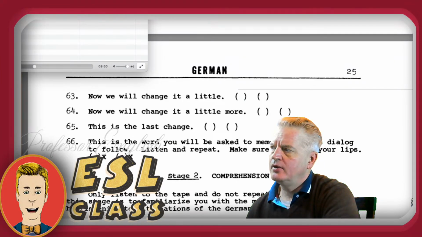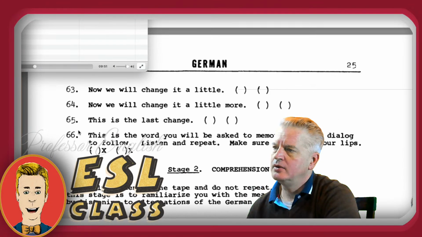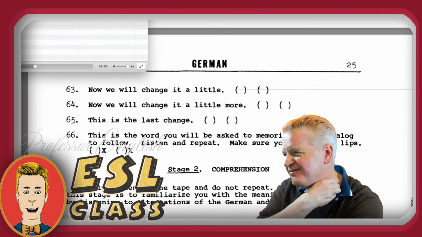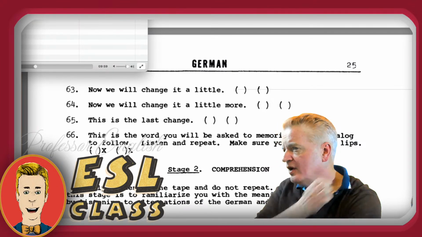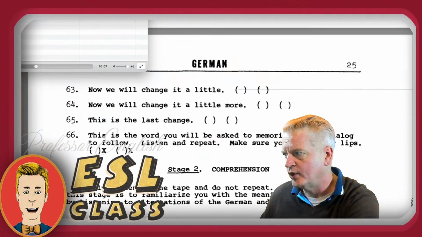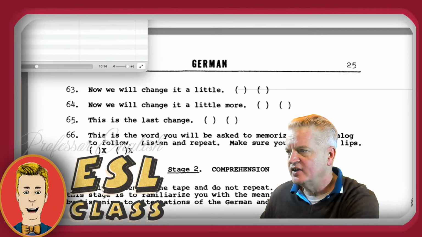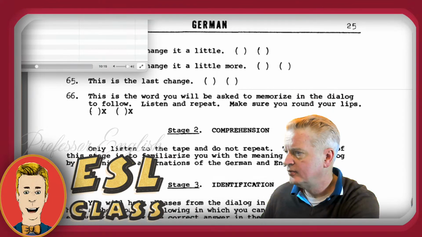62. Listen to the English word. Hooting. 63. Now we will change it a little. Hooten. 64. Now we'll change it a little more. Guten. 65. This is the last change. Guten.